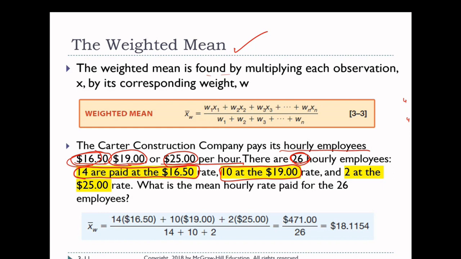For the rate for the 26 employees, I multiply 14 times the rate plus 10 times the rate plus 2 times the rate, and divide by the number of employees, 14 plus 10 plus 2. This we call a weighted mean.